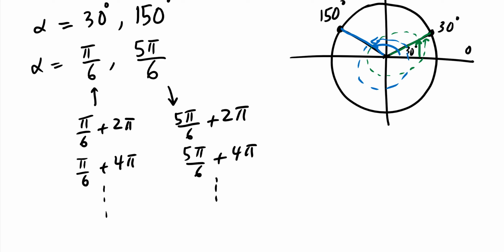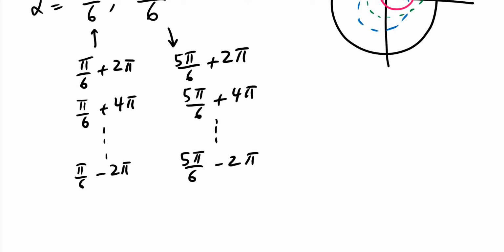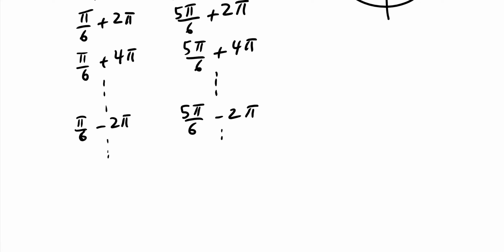What about if someone decides to go backwards? If I'm here and I go backwards, negative 2 pi, well, I get the same terminal side. So I can still say pi over 6 minus 2 pi would work, and 5 pi over 6 minus 2 pi would work. And I can do minus 4 pi for both of them, minus 6 pi for both of them, and so on and so forth. And now, there are so many solutions. There are infinitely many of them. How can I summarize all of them?